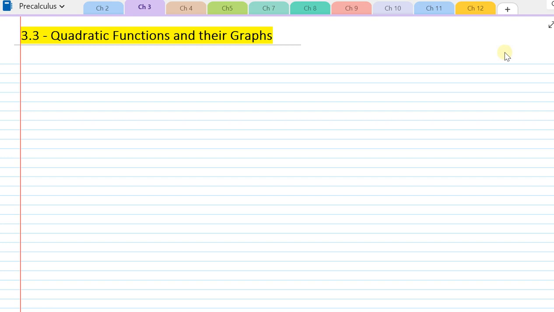Now let's talk about quadratic functions and their graphs. So what is the general form of a quadratic function? A quadratic function has several forms, by the way. We are interested for now in what we call the polynomial form. The polynomial form of the quadratic function is f of x equals ax squared plus bx plus c. That is what we call the polynomial form.